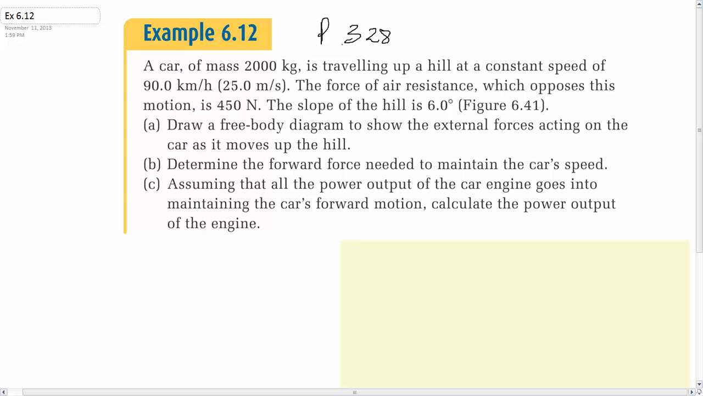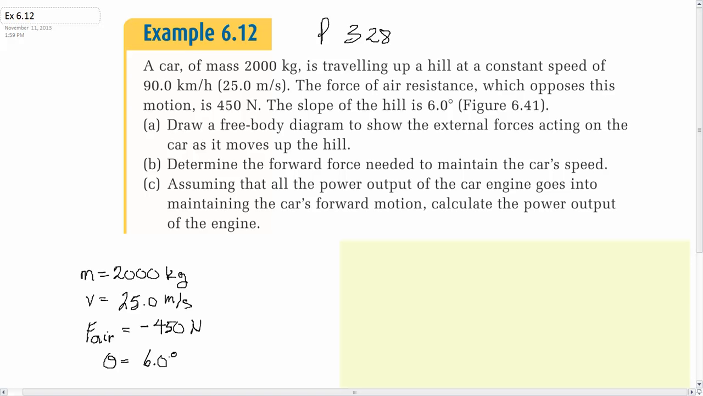So let's work our way through our givens. We have our mass, which is 2,000 kilograms. We have a velocity, which is 25.0 meters per second. We know that we have the force of the air resistance, and it opposes the motion, so that's negative 450 newtons. And finally, we know the angle, or theta, and that's 6.0 degrees.